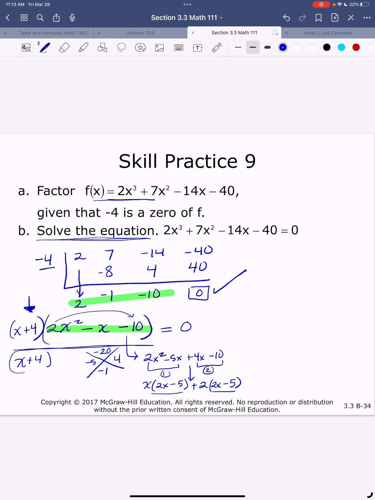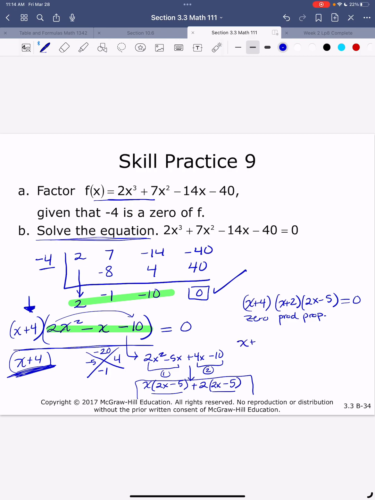Now we can't forget that we have this x plus 4 that's hanging out. All we've done is we said we have an x plus 4 times, instead of writing it as 2x squared minus x minus 10, I can now write it as what I factored it to be, which is x plus 2 and a 2x minus 5. All of this is equal to 0. So now, by the zero product property, which tells us that if you have the products of things that are equal to 0, one of them has to equal 0 or all.